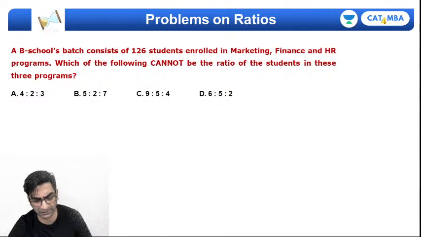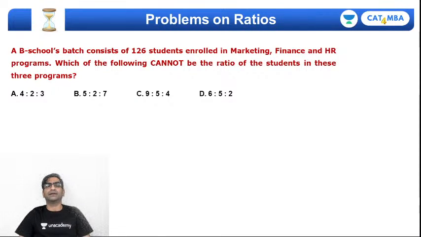Here's a different kind of problem. We are given the total number of students in a batch in a B school, 126. Most B schools have intakes that are much larger, maybe 300, 400 students and more. However, let's say this is of an earlier time. 126 students enrolled only in 3 specializations, marketing, finance and HR. Which of the following cannot be the ratio of the students in the 3 programs?